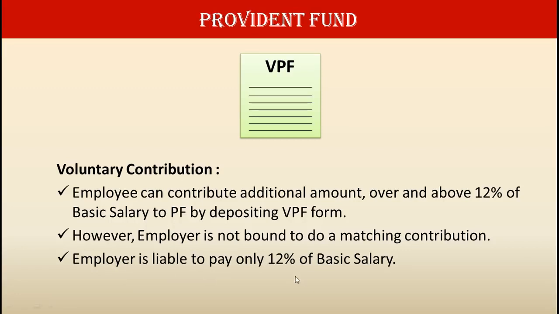Alright, and once it is approved, you can contribute more amount, but the thing to note over here is the employer will contribute only 12% of the basic salary, which will be divided in the same manner as we have discussed before, that is 3.67% will go to the provident fund, and the remaining percentage of the amount will go to the employee pension scheme. So that's the way voluntary provident fund will work.